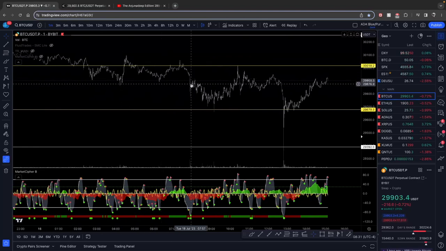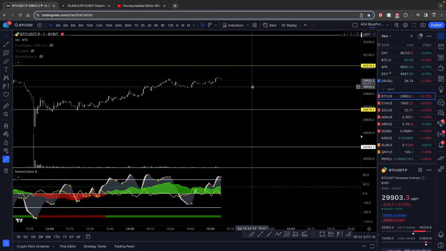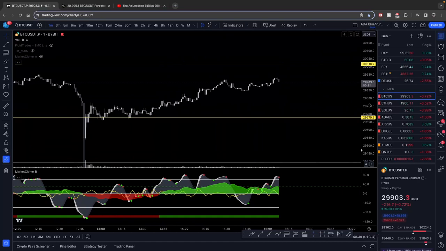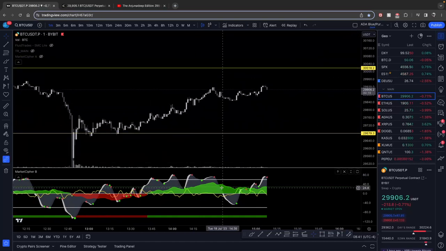Yeah, no, I think I'm pretty happy with this level. So we're approaching our level right now. We could reject and we could say, oh man, let me short. Nah, man, we're not at our level. Okay. But let's take a look really in real time right now.